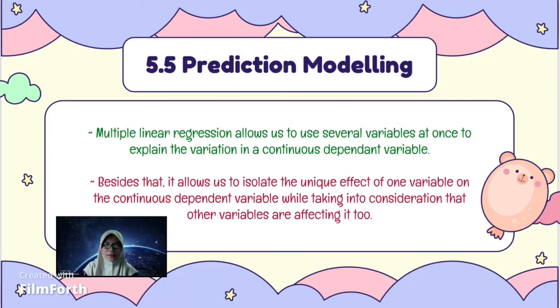Multiple linear regression allows us to use several variables at once to explain the variation in a continuous dependent variable. Besides that, it allows us to isolate the unique effect of one variable on the continuous dependent variable while taking into consideration that other variables are affecting it too.